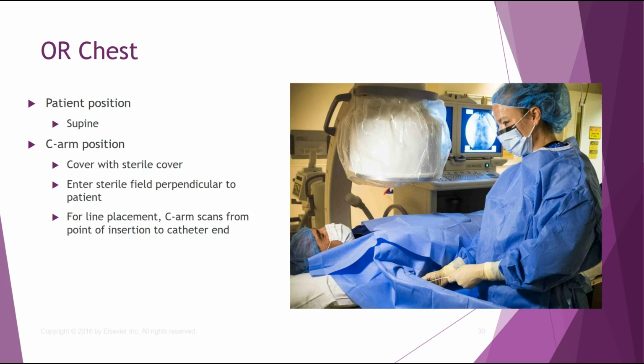And for line placements, the C-arm is going to scan from the point of insertion to the catheter end. So they're going to want you to be able to move the C-arm centrally so that they can follow that radio-opaque lead on the catheter that they're inserting.